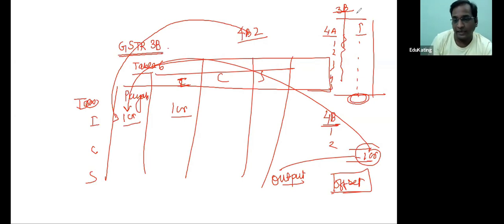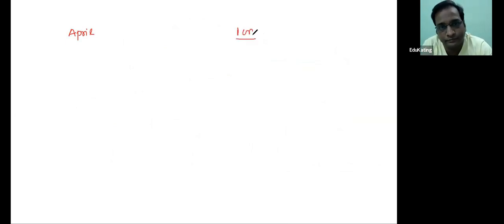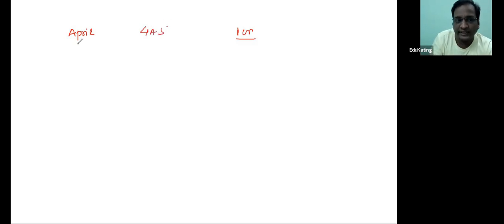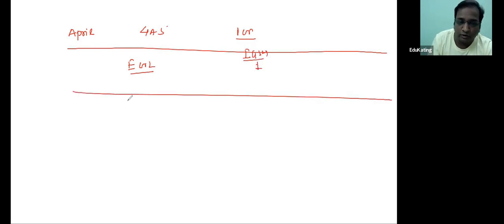I'll repeat again. What I did, sir, in the month of April 2018, I have taken the ITC of 1 crore in GSTR 3B table 4A5. Simple. So what is the impact after April 18? There would be a balance in the electronic credit ledger in the IGST of 1 crore. Simple. But this was wrong. So how can you rectify this mistake?